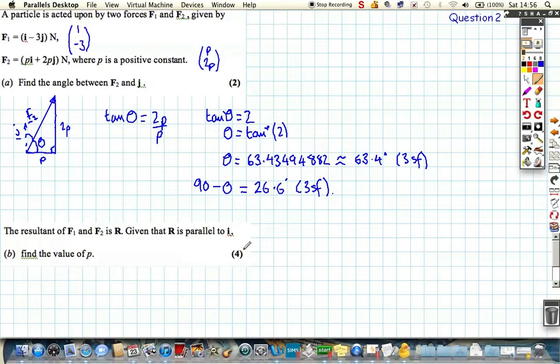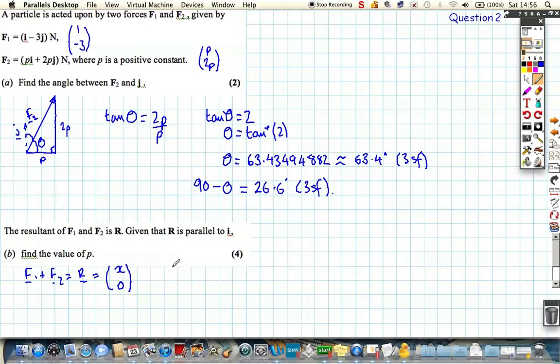Part B, we're told that there's a resultant of the two vectors, so we know that F1 plus F2 is equal to the resultant vector R. And if we say this resultant vector is parallel to the i, it means it has a horizontal component, but no vertical component, because it's going perfectly horizontal.